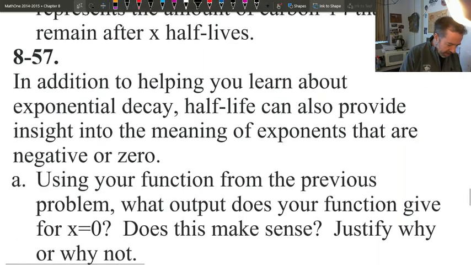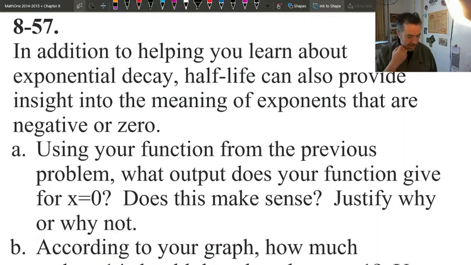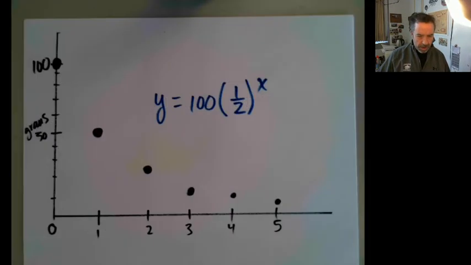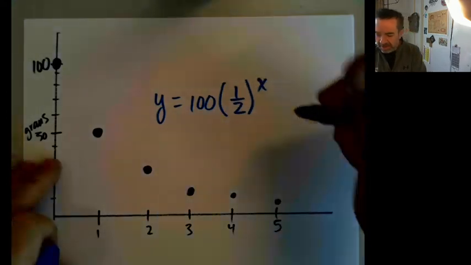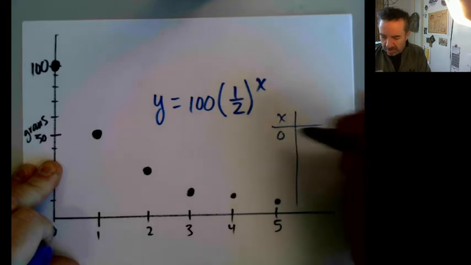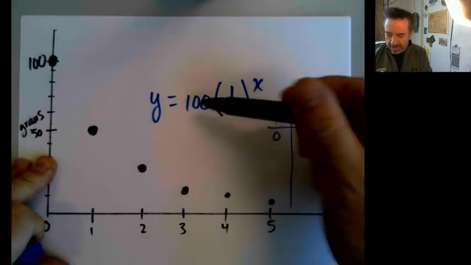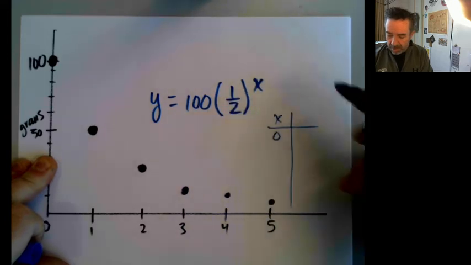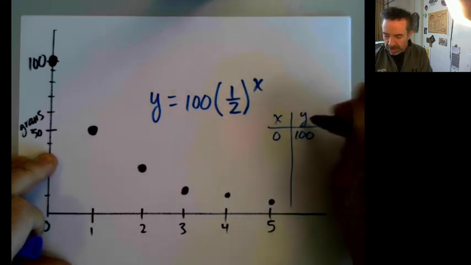Let's go to 57. In addition to helping you learn about exponential decay, half-life also provides insight into the meaning of exponents that are negative or 0. Using your function from the previous problem, what output does your function give for x equal to 0? Well, if x is equal to 0, we know that anything to the 0 power is 1. So for this function, if I plug 0 in, 100 times 1/2 to the 0 power is 100 times 1, I would have 100 grams of carbon-14.